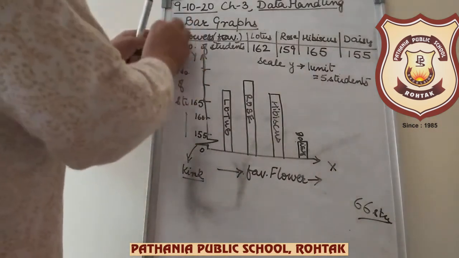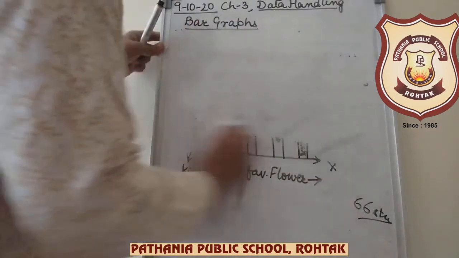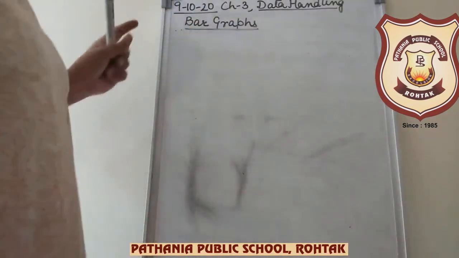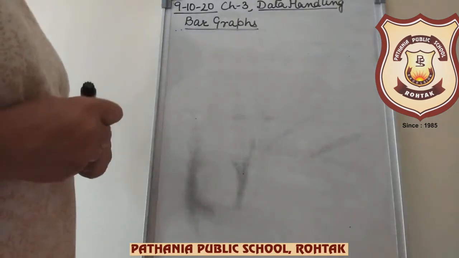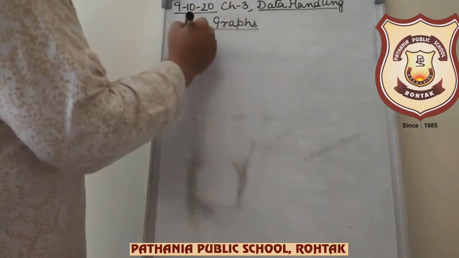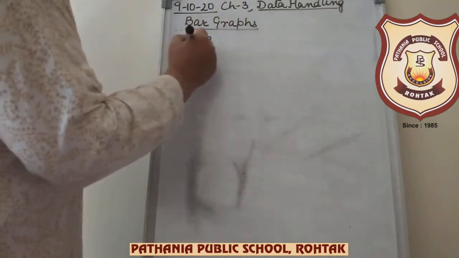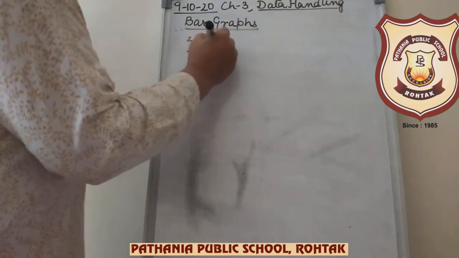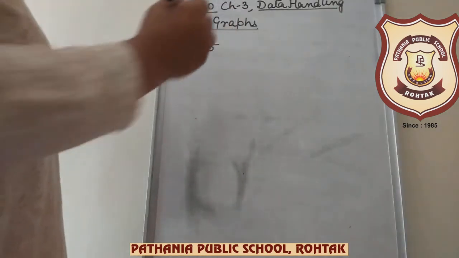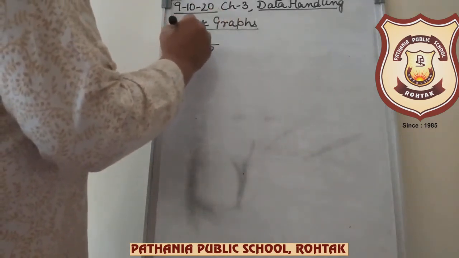Now how to draw the double bar graph. It is the same. This was a single bar graph. Now if I have data of, suppose, years 2009 and 2010, so you have 2 years here. Okay, these are the years.